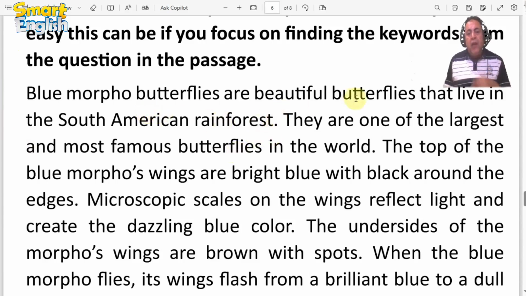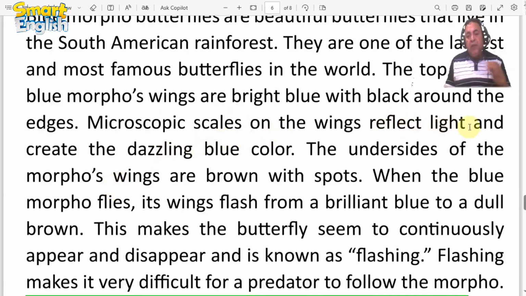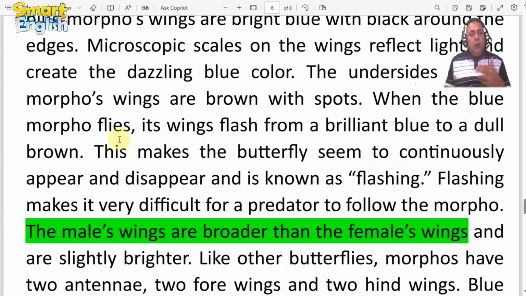Blue morpho butterflies are beautiful butterflies that live in South American rainforests. They are one of the largest and most famous butterflies in the world. The top of the blue morpho's wings are bright blue with black around the edges. Microscopic scales on the wing reflect the light and create the dazzling blue color. The undersides of the morpho's wings are brown with spots. When the blue morpho flies, its wings flash from brilliant blue to a dull brown. This makes the butterfly seem to continuously appear and disappear, and is known as flashing. Flashing makes it very difficult for a predator to follow the morpho.